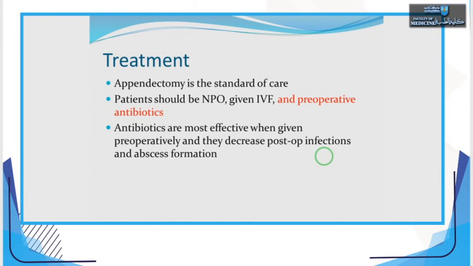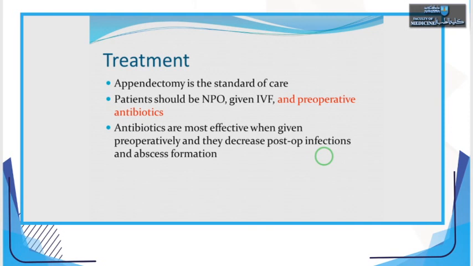Patients should be NPO, given IV fluid, and preoperative antibiotics. Antibiotics are most effective when given preoperatively, and they decrease postoperative infection and abscess formation. So appendectomy is the gold standard for treatment of acute appendicitis.